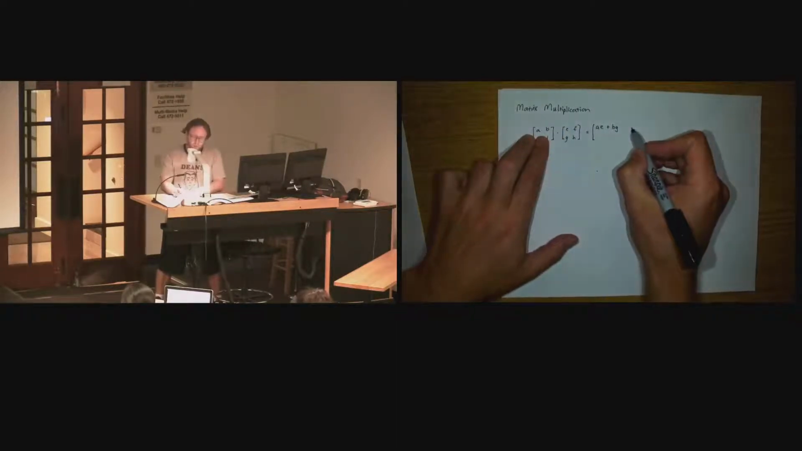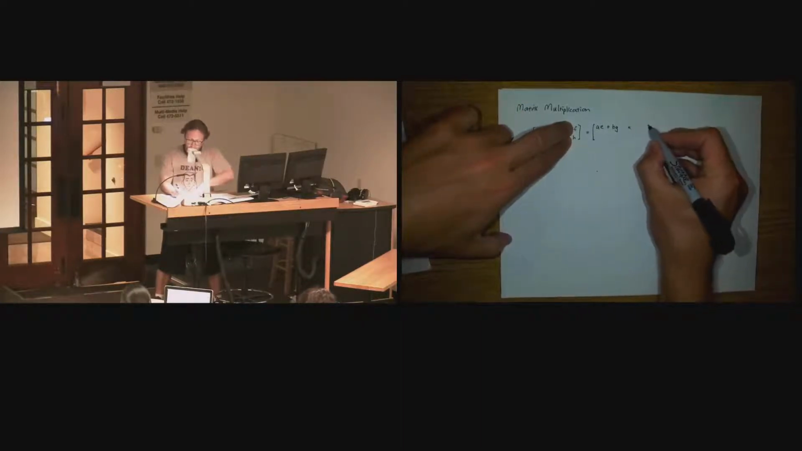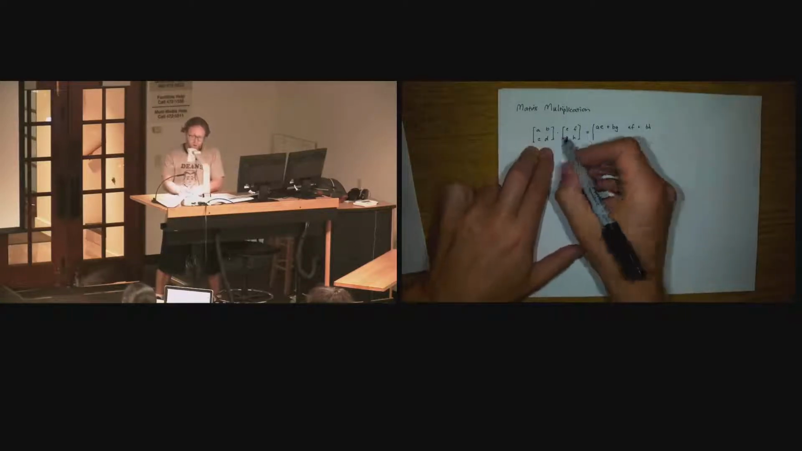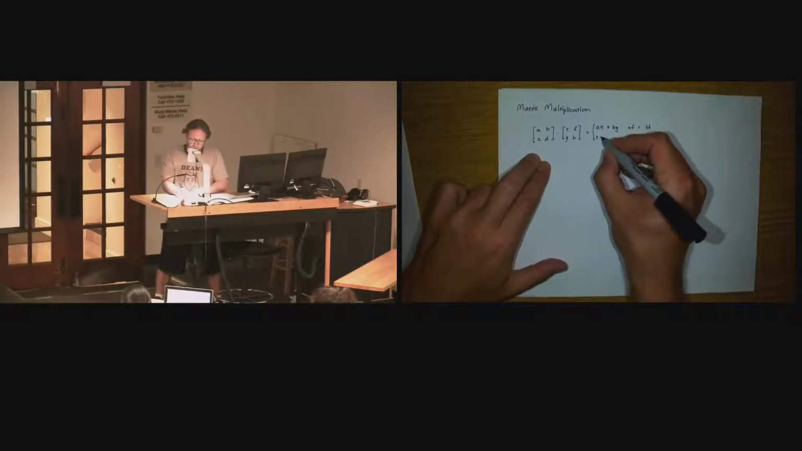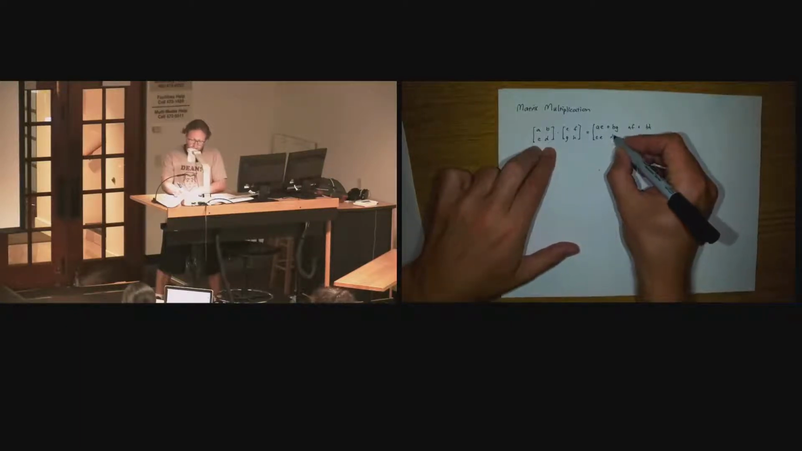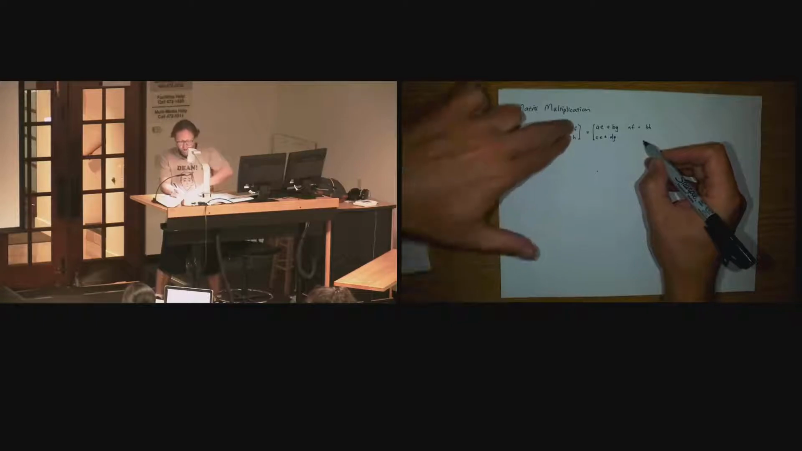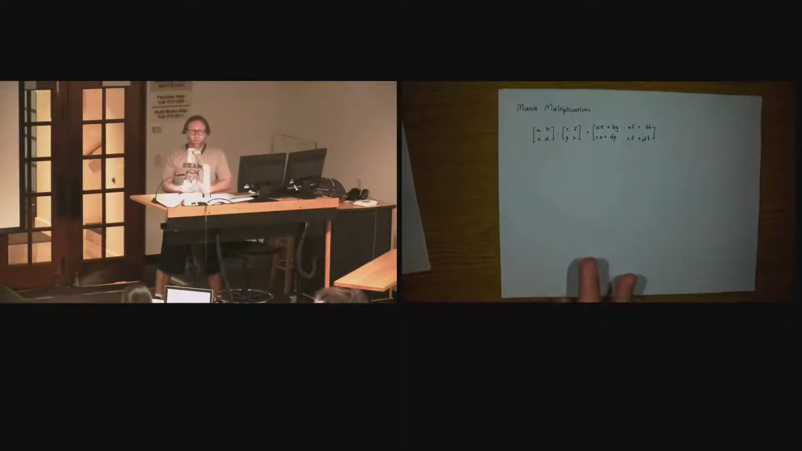Now to get the upper right component, you go A, B times F, H. So AF, BH, and then you add that together. And then for the bottom left component, you go on to the second row and multiply that by this column over here. So CE and DG. And then for the last component, the bottom right over here, it's C, D times F, H. So CF, DH. Now that's just for a 2 by 2 matrix.